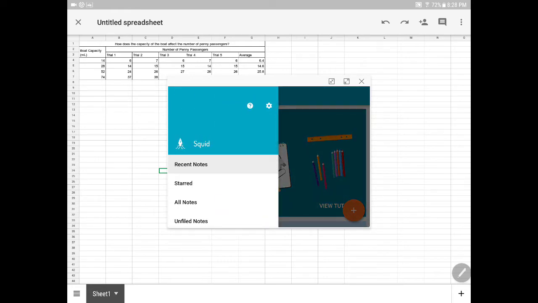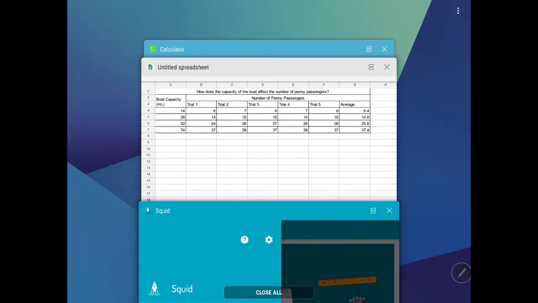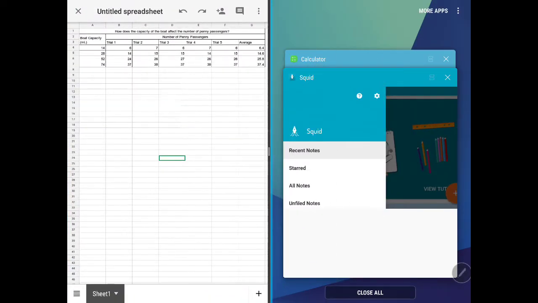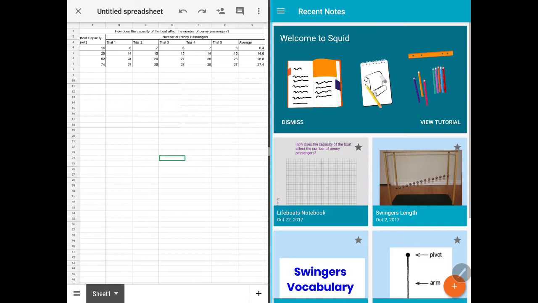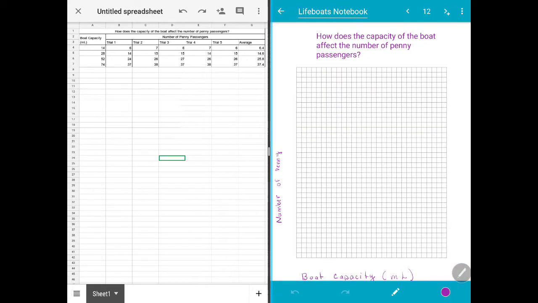It looks like I've lost my split screen, so let me get that back. Let's split screen with squid again, please. Back into my Lifeboats notebook. Here we go. I have to be careful. If I get too close to that center bar, it causes me difficulty.